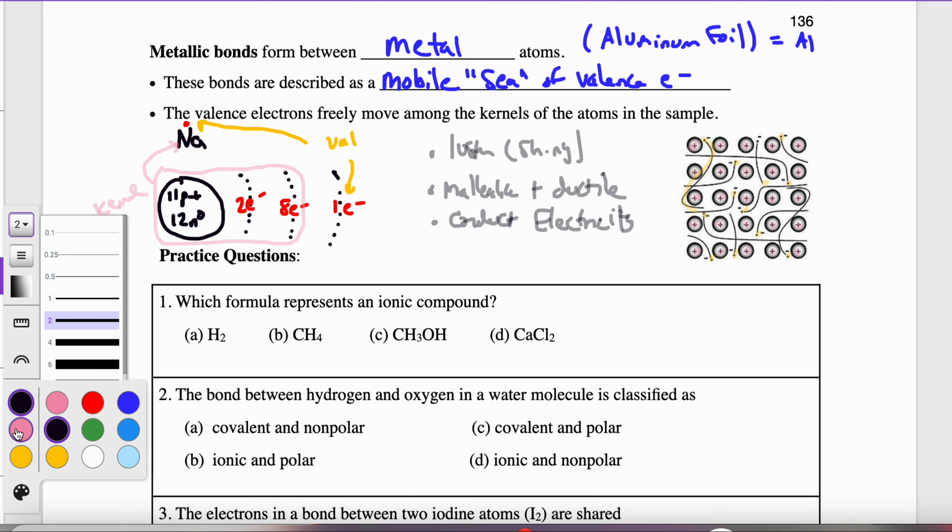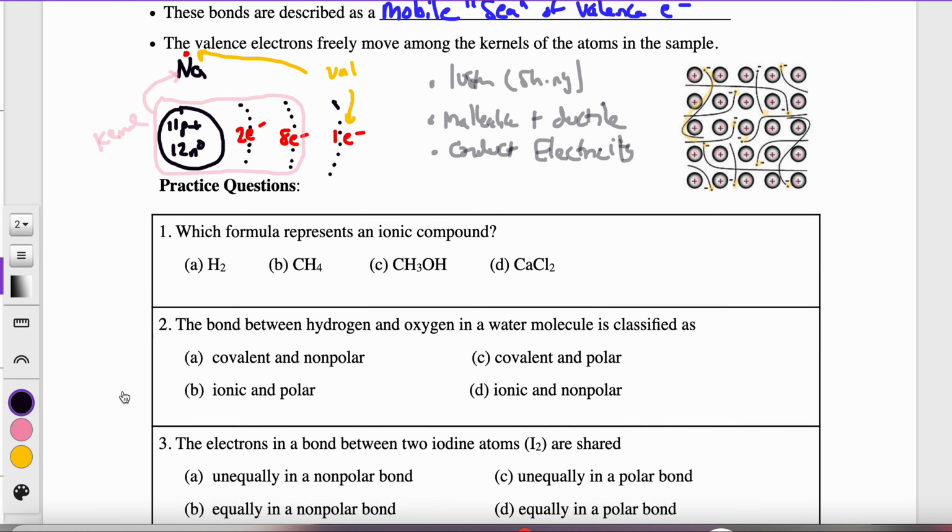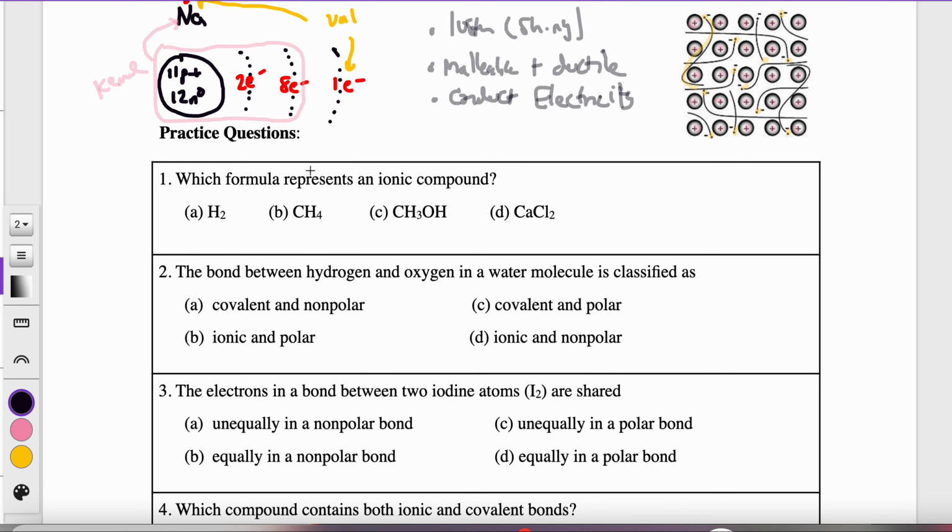Typical practice questions. So here we go. My first question says, which formula represents an ionic compound? So when I think ionic, right away, I think I probably need a metal versus a nonmetal. So when I take a look here, both atoms are hydrogen, so it's nonmetal, nonmetal. It doesn't have a metal. CH4, carbon's a nonmetal. H is a nonmetal, so everything's a nonmetal.